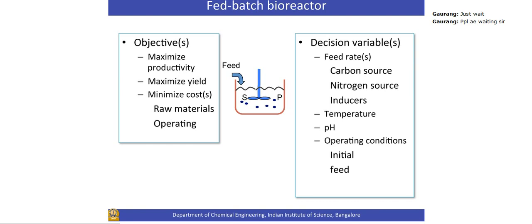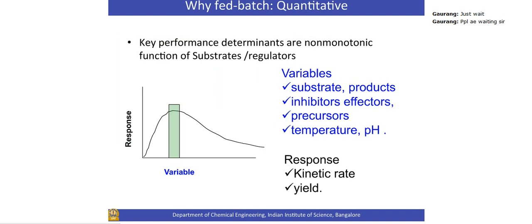Now, I talked about decision variables. So, what are my decision variables for this problem? The decision variable for this problem is the feed. So, at what rate do I add my nutrients? Do I add it very rapidly? Do I add it slowly? Or how do I go about doing this? And of course, there can be temperature, pH, and so on. Now, why do I need this fed-batch bioreactor?